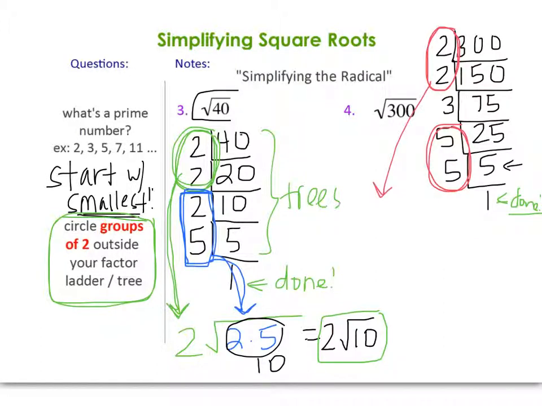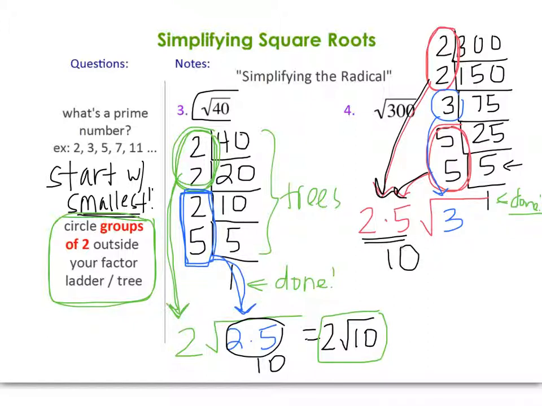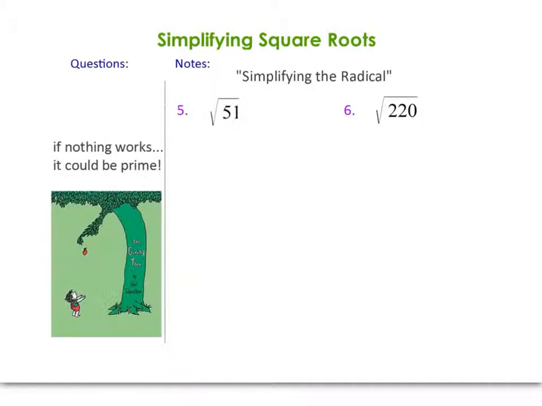So I'm going to take my 2 and my 5 and put them on the outside of my square root sign. And then I'm going to put this leftover 3 on the inside. So I took my pairs and I put them on the outside and I multiply them together. Well, 2 times 5 gives me 10 times the square root of 3. And this is simplifying the radical of the square root of 300.